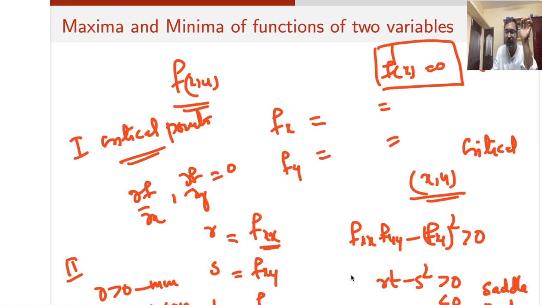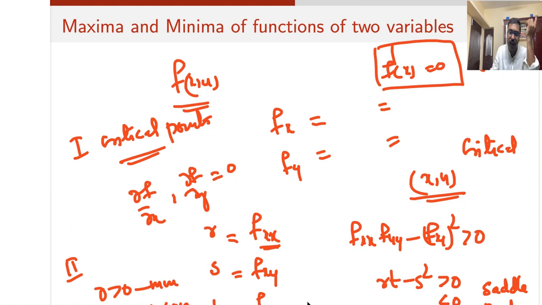Okay, and because of this condition, the signs of r and t will always be the same. So even if t is greater than 0, you will be getting a minimum point. Similarly, if r is less than 0 and t is also less than 0, you will be getting a maximum point.